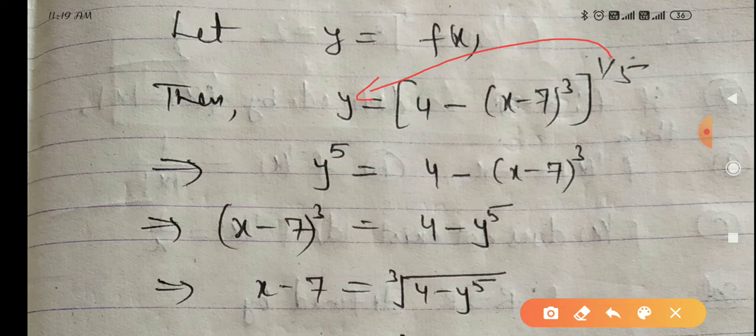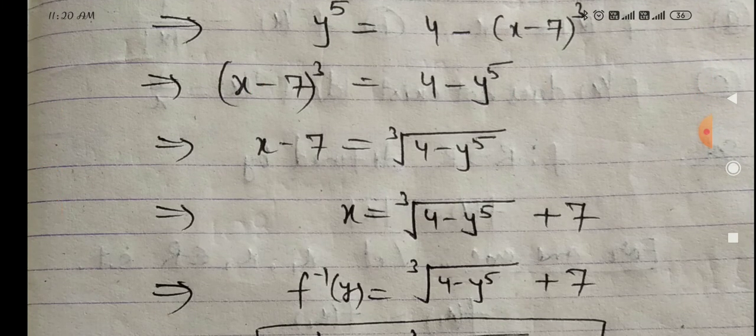Now take this (x - 7)^3 to LHS and this y^5 to RHS. So (x - 7)^3 is equal to 4 - y^5. Now take cube root on both the sides. So x - 7 equals cube root of (4 - y^5). Now 7 you take to RHS, x equals cube root of (4 - y^5) plus 7.